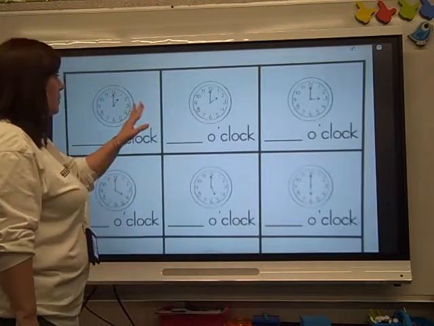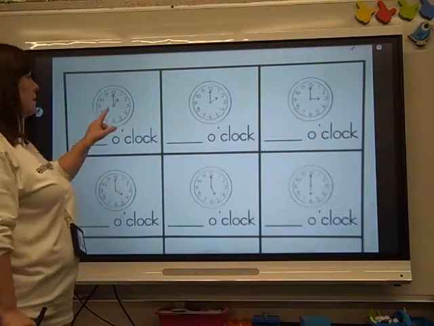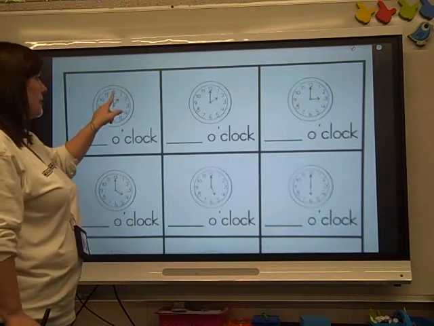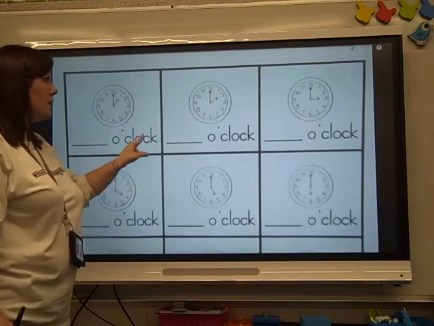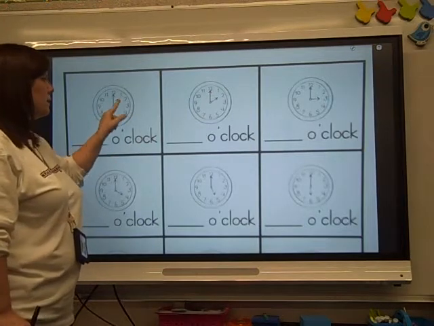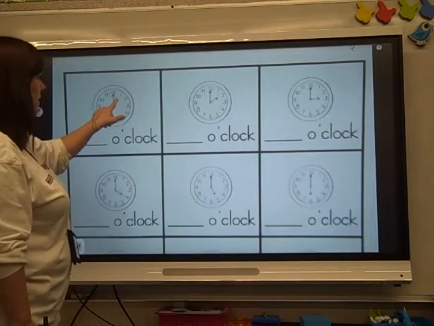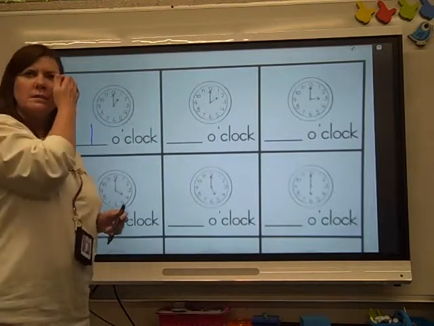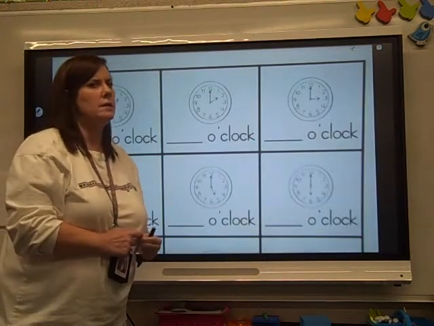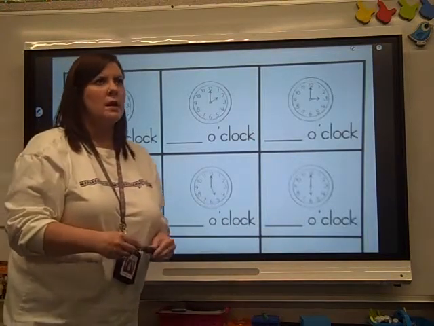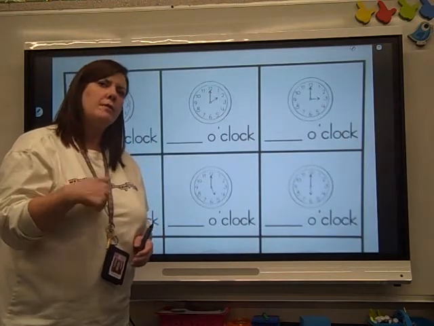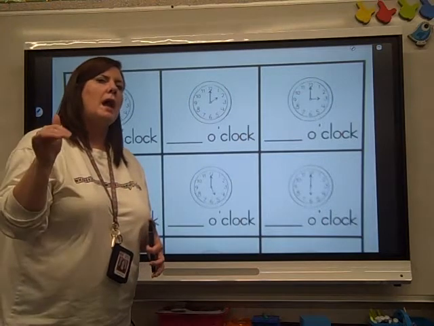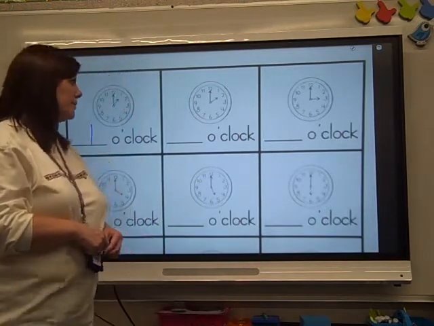Okay, now we're working on telling time, okay? When the long minute hand is pointing to the top, it's o'clock. It says o'clock. But let's read what the little hand's pointing to. What is the little hand pointing to? 1. 1 o'clock. Let's think. 1 o'clock in the morning, you're still asleep. 1 o'clock in the afternoon, if you were at school, you'd be in my room. We would have left Miss Lawson's room, and you would be in my room. Okay?